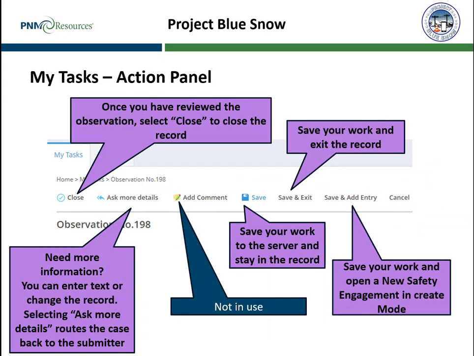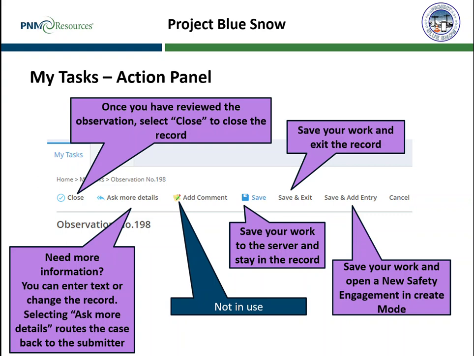The My Task Action panel has a few more buttons. It's a little busy. Let's take a minute to walk through them. Close, which is what I think you'll use most often, is once you review the observation, you can select close to show the record's been done. It drops off your list. You'll get a confirmation that work has been done, and you can move on. If, however, you need more information on the safety engagement, you can enter more information. You're brought into the record in edit mode. You can add details or questions in some of the text boxes, and when you press Ask for More Details, it routes it back to the submitter and changes the status.